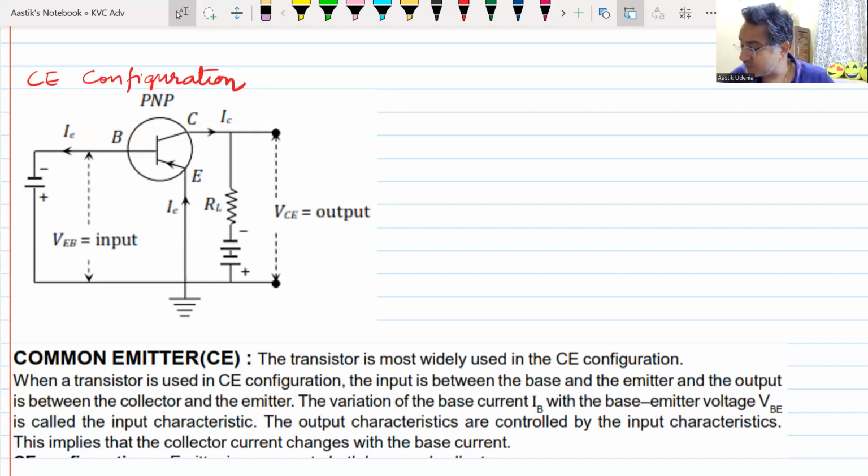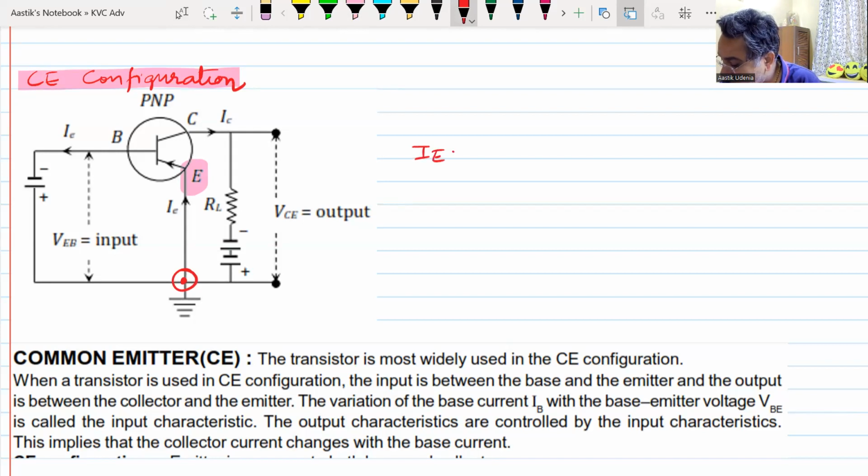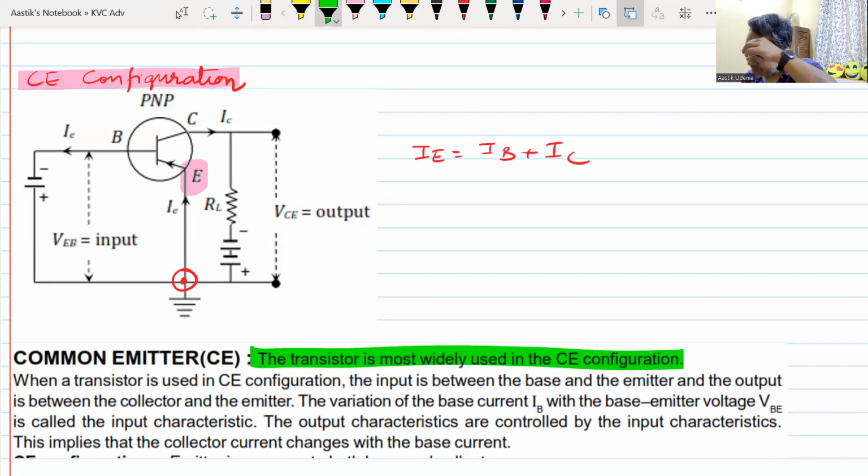Then we come to the next configuration, which is CE configuration. Do you understand the meaning of CE? Common emitter. Common emitter configuration. You can see emitter is common here. No matter what happens, if you apply the Kirchhoff junction law, at this point you will find that IE will be equal to IB plus IC. This is the most widely used configuration.